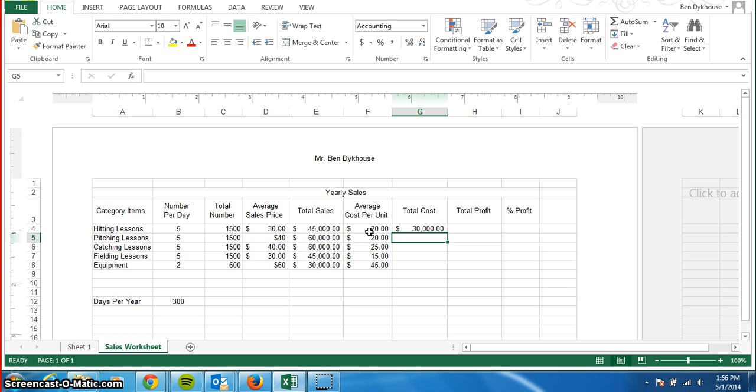And then, Jacob, if you read number 19 for us, it's similar to what we just did. Use the fill handle to drag down the formula for each category of the column. Good. So you drag that down. And there's your total cost for each category.